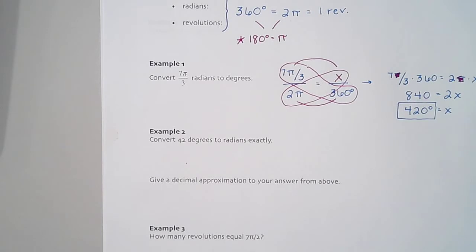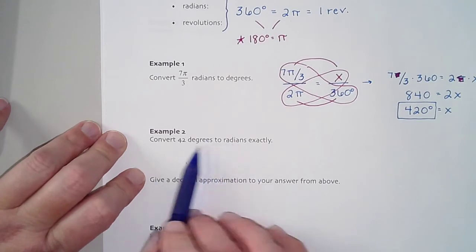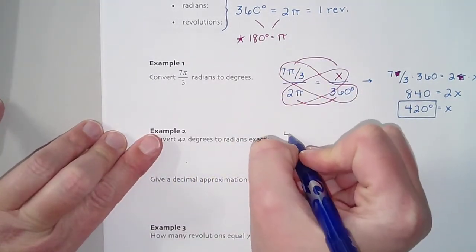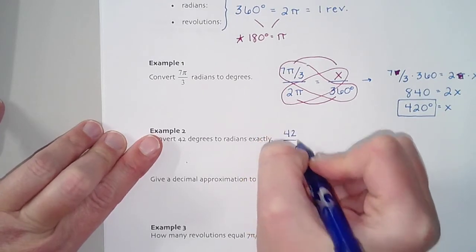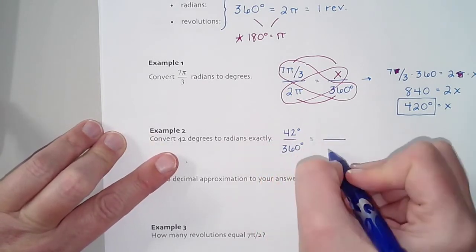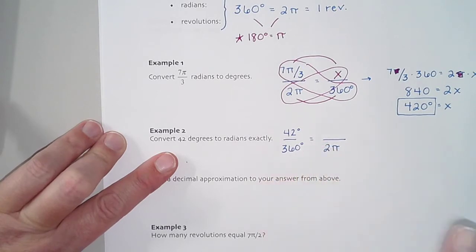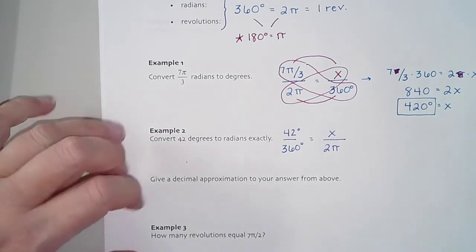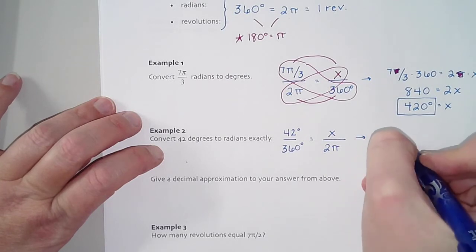Okay, so let's look at this one. This is 42 degrees to radians. Okay, trying to convert degrees to radians. So it's going to be similar to this. I'm going to say 42 out of 360 because these are both degrees, right? And then I want to know what this would be in radians. So I'm going to say I know 360 is equivalent to 2 pi. And then this is the thing that I'm trying to find. There's my proportion.